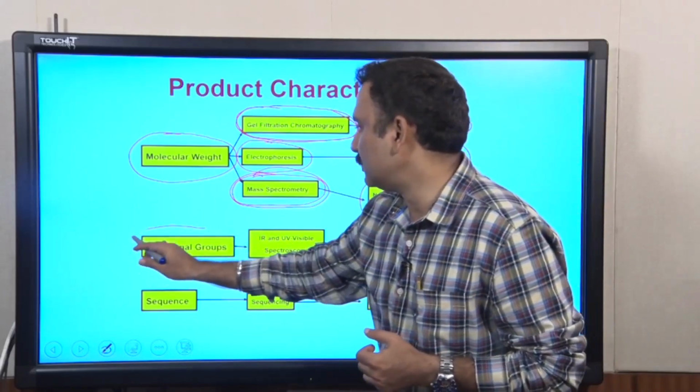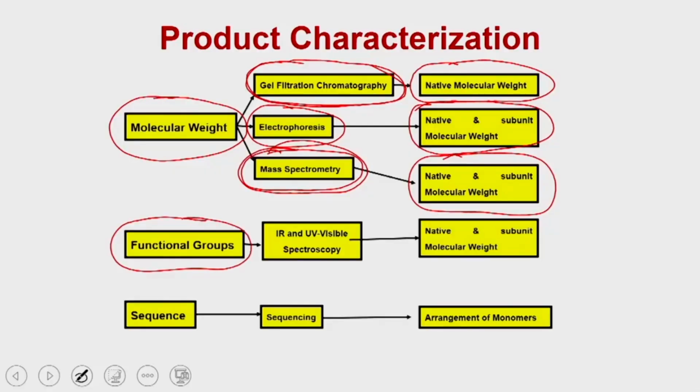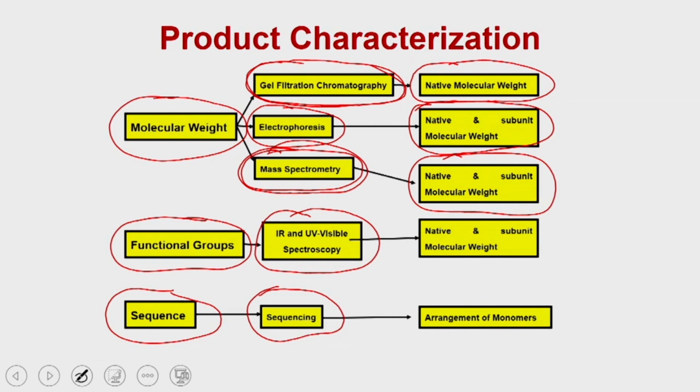Functional groups are always characterized by IR or UV-visible spectroscopy, whereas the sequence will be determined by the different types of sequencing technologies that have been developed for protein or DNA, and that will give you the information about the arrangement of the monomers in these particular polymeric substances.